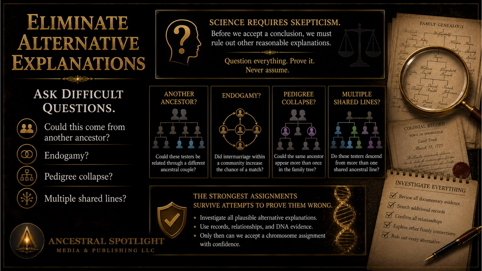Science requires skepticism. Before assigning any chromosome segment, we should actively attempt to disprove our own hypothesis. Could these testers be related another way? Do they descend from multiple colonial families? Could endogamy explain the match? Could pedigree collapse create the appearance of shared ancestry? If another reasonable explanation exists, it must be investigated. The strongest chromosome assignments survive attempts to prove them wrong.